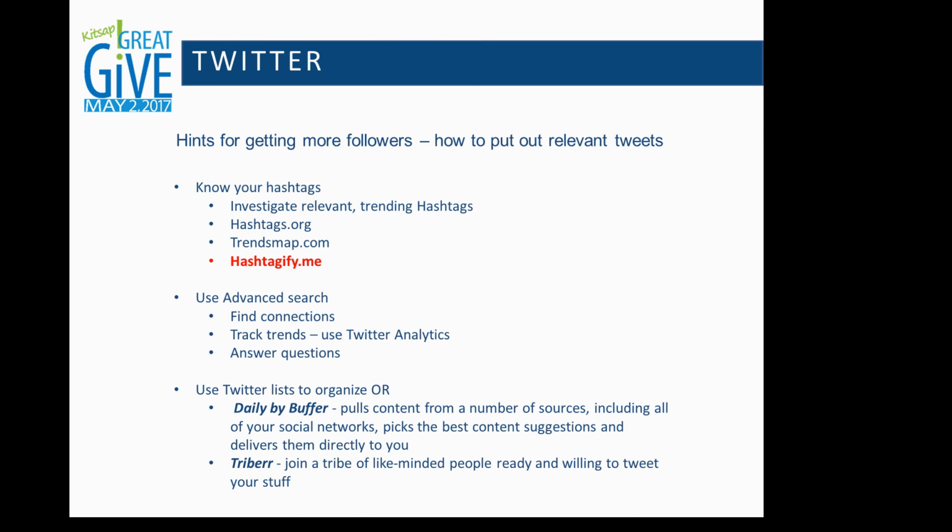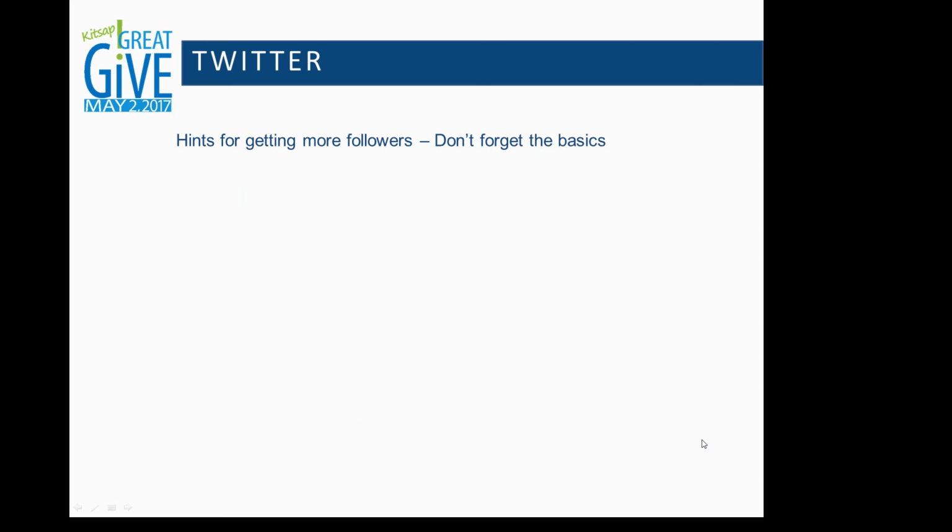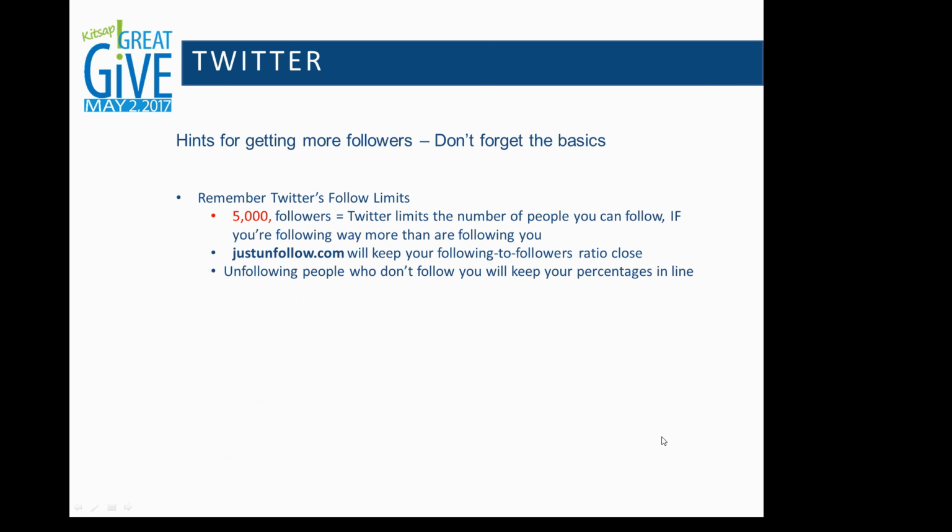You can use Twitter lists, which I don't like so much. Triber is cool though. Triber is basically a group of people that sign up and they're like, hey, we're your tribe, man. You feed hungry people and we love to feed hungry people. So whatever you tweet, we're just going to automatically retweet it because we're your tribe. So go on Triber and get people to retweet your stuff. Of course, don't forget the basics.